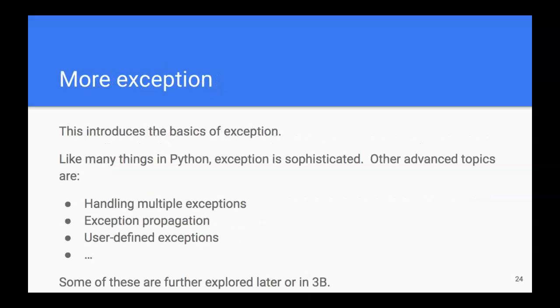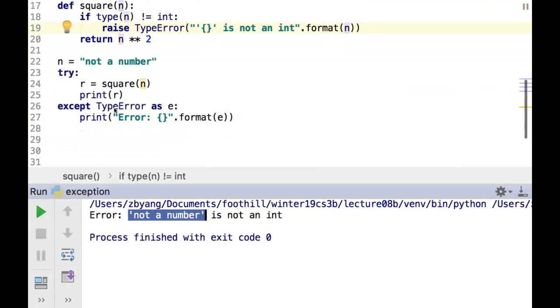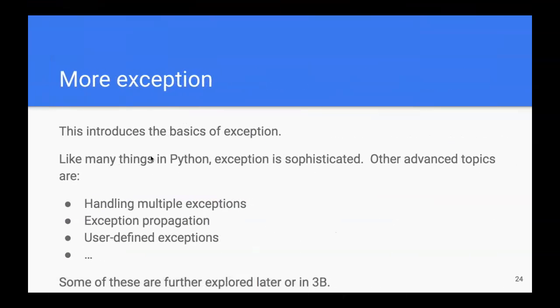Okay, another thing, so I'm kind of wrapping up talking about exceptions here. This is just the basics. I actually haven't gone into a whole lot of depth in exceptions. Exceptions can be very sophisticated. There are other things we can talk about, like how do we handle multiple exceptions? So far, we've always only handled one type of exception. What if the method can throw different types of exceptions? We can do that.